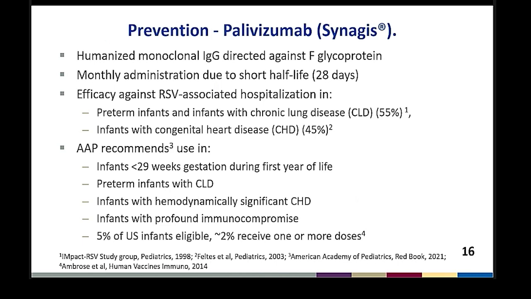Currently, the American Academy of Pediatrics recommends its use in infants less than 29 weeks gestation during the first year of life, preterm infants with chronic lung disease, infants with hemodynamically significant congenital heart disease, and infants with profound immune compromise. This recommendation means that approximately 5% of U.S. infants are eligible for immunoprophylaxis with Synagis. However, data suggest only 2% of the annual birth cohort receive one or more doses. There's currently no ACIP recommendation on the use of palivizumab.